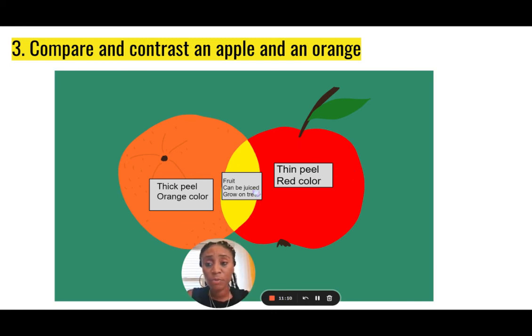And for both of them, if we compare both, they're both fruits and they both can be juiced and they both grow on trees. So those are some comparisons here, and these are the contrasts. And if we talk about physical properties, one is thick, one is thin. We could observe the color, we could drink the juice, we could taste it. So those are some of the physical properties that we could talk about when we look at an apple and an orange. Now you go ahead, go find two things in your house or wherever and compare and contrast both of them.